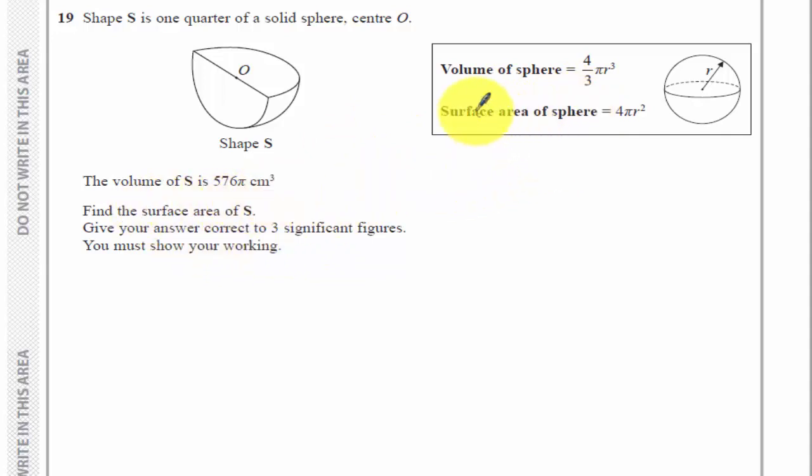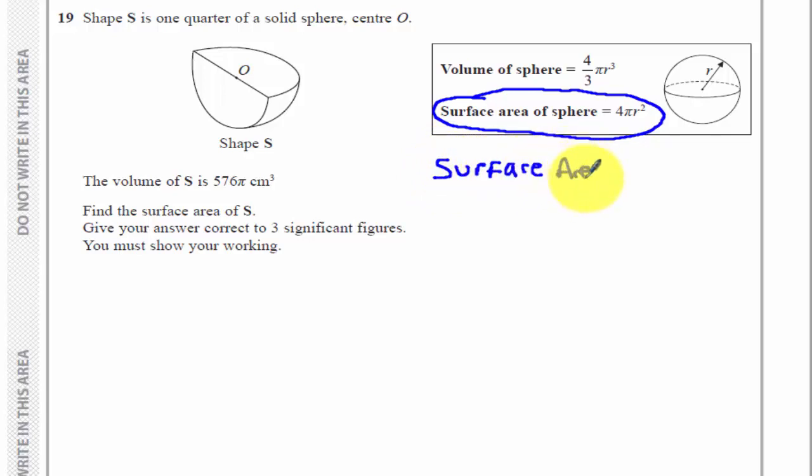So, if I want the surface area of S, it's this formula here. And notice the formulas that you don't have to learn are given to you on the right page. So the surface area equals 4 pi r squared. You can see I've only got 1/4 of the shape, so at some point I'm going to divide it by 4. All I have to work out is the radius.